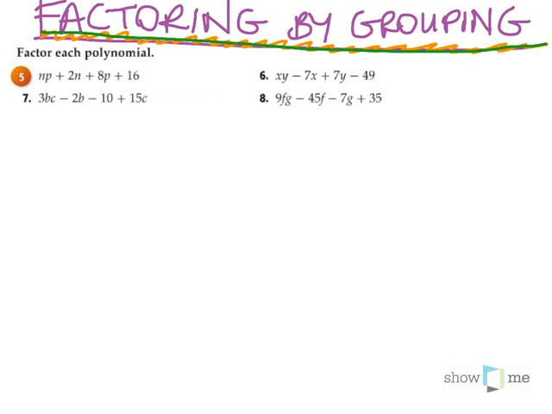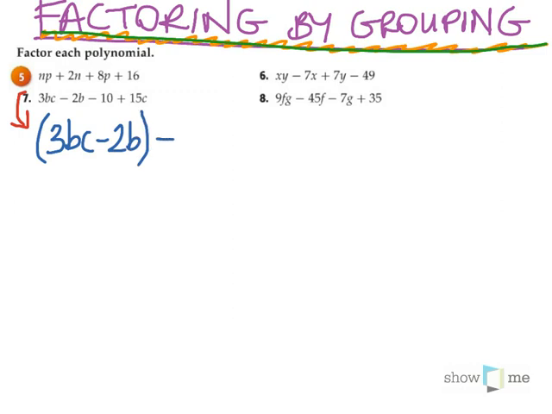Now I'm going to solve number 7 for you with the same method. Now this is a little bit tricky, but if you are careful, there's no problem. So I'm going to do the same thing. I'm going to group the first two and the last two monomials as in here. 3bc minus 2b in brackets.